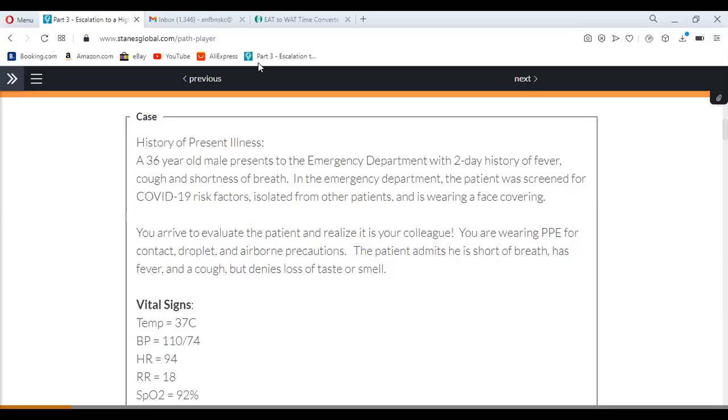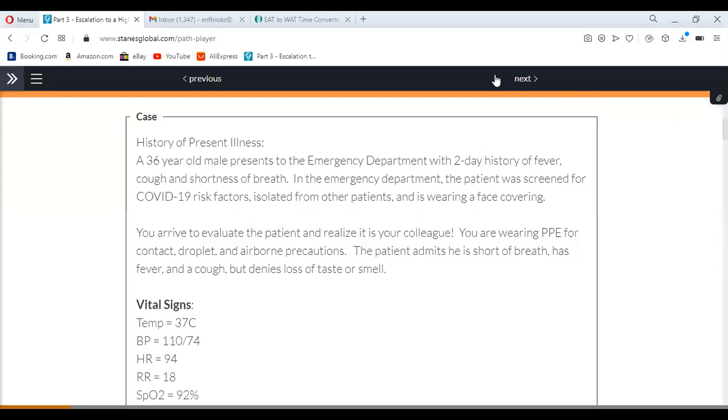In the emergency department, the patient was screened for COVID-19 risk factors, isolated from the other patients, and is wearing a face covering. We discussed all this in other series: you have protocols by which you can say these are the suspected patients and so on to triage them. Now you arrive, you happen to be the one on call, and you arrive to evaluate the patient and realize it is your colleague, whether it's a doctor or a nurse and so on.